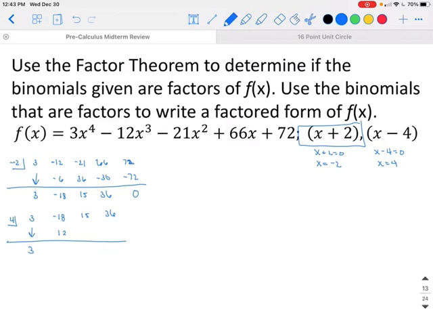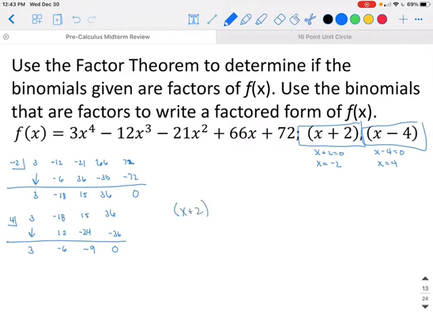So 4 times 3 gives us 12. If we add down, we'll get negative 6. 4 times negative 6 gives us a negative 24. Add down, it's going to give us a negative 9. So it'll give us a negative 36. Add down, that gives us 0. So that means both of these are factors of the function.